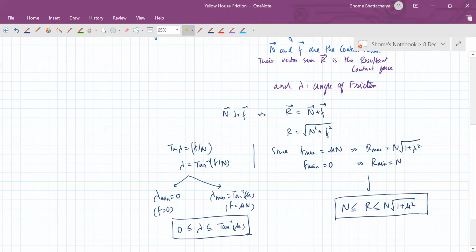Okay, so this is a more complete inequality over here, but in the given question, you have to only prove that lambda's upper limit is tan inverse mu, which you have done. So make a note of this in case you haven't done this.